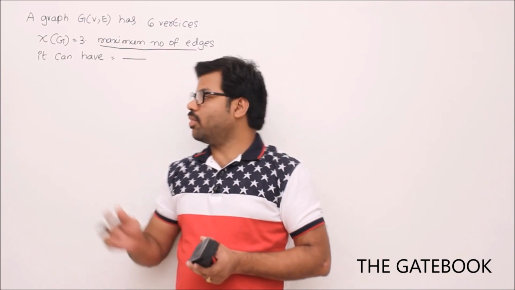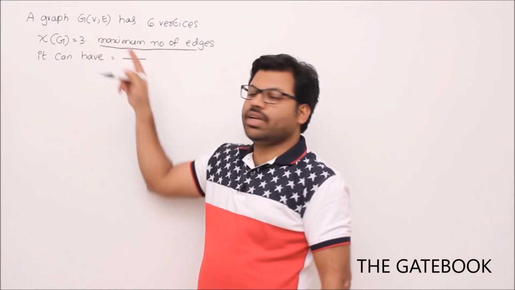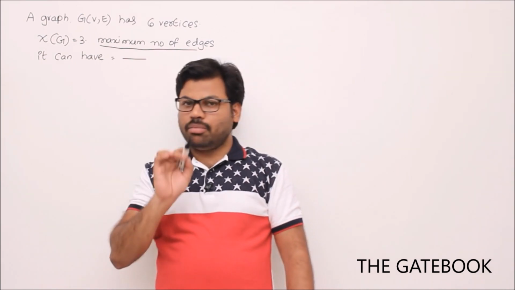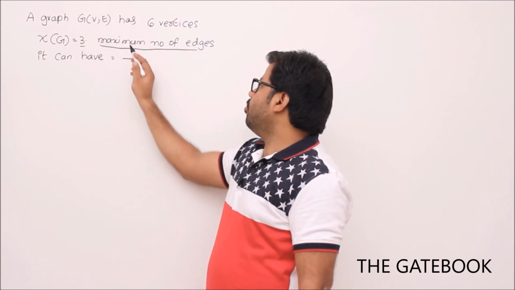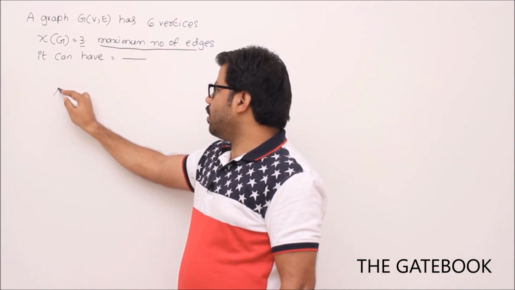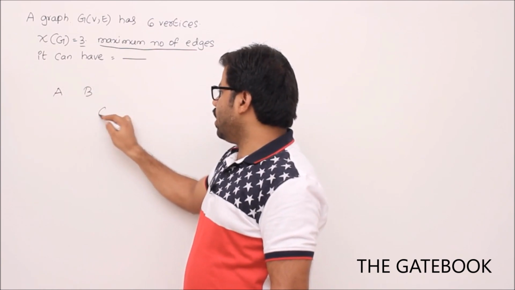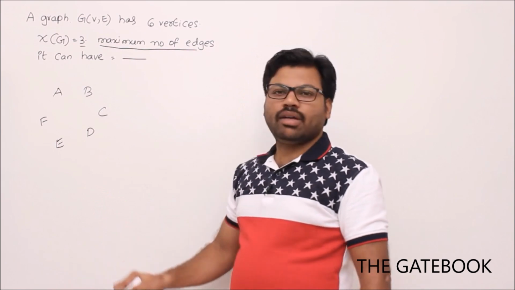Let's solve one more problem related to coloring. A graph is given with 6 vertices and chromatic number is 3. What is the chromatic number? The minimum number of colors required to color that graph. That is 3. Then what is the maximum number of edges it can have? So first I draw this graph with vertices A, B, C, D, E, F. There are 6 vertices, and the chromatic number of the graph is 3.